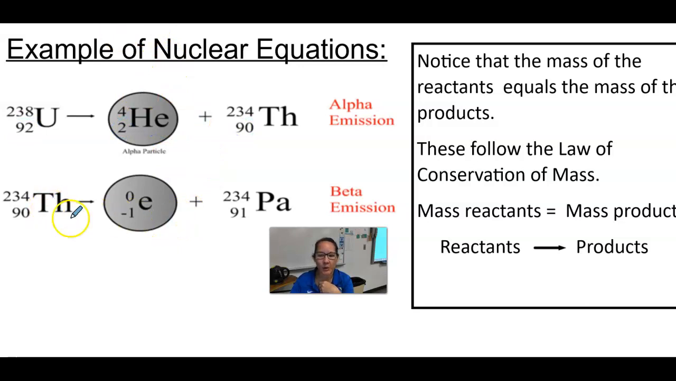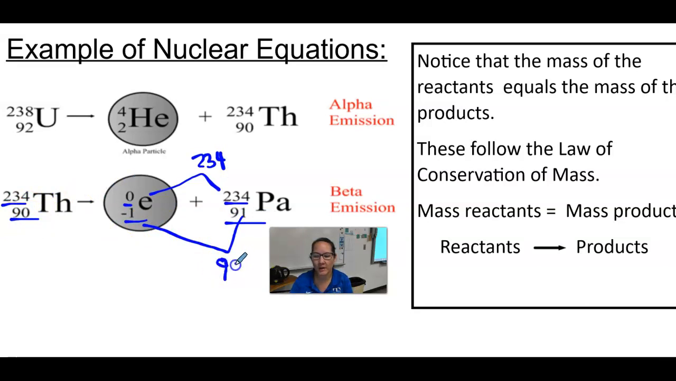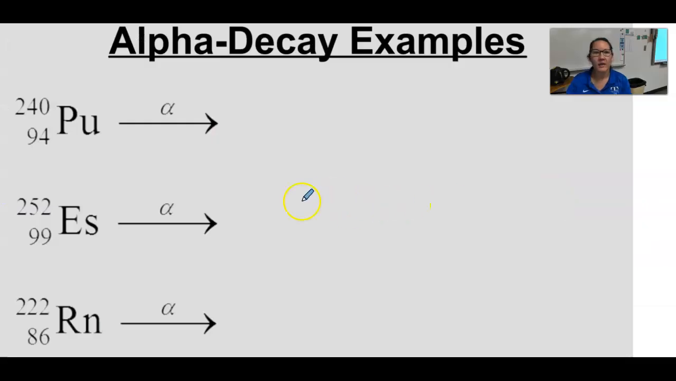So same thing below. This is a beta decay where we have a 234 over 90 thorium. We're going to emit a beta particle, which is a 0 over negative 1 electron. And so remember, if this is 234, then these two numbers combined also must equal 234, which they do. And then on the left side, my atomic number is 90, which means that these two numbers together have to equal 90, which 91 minus 1 does equal 90.